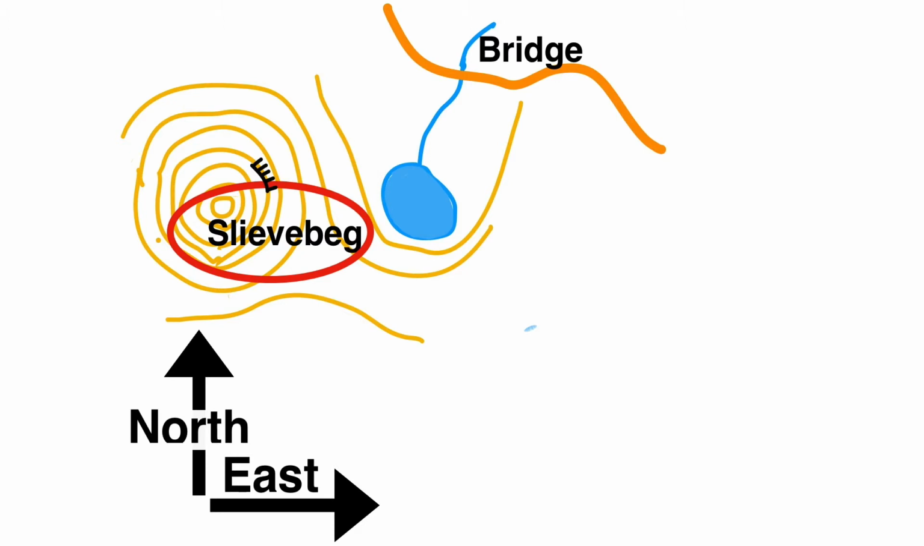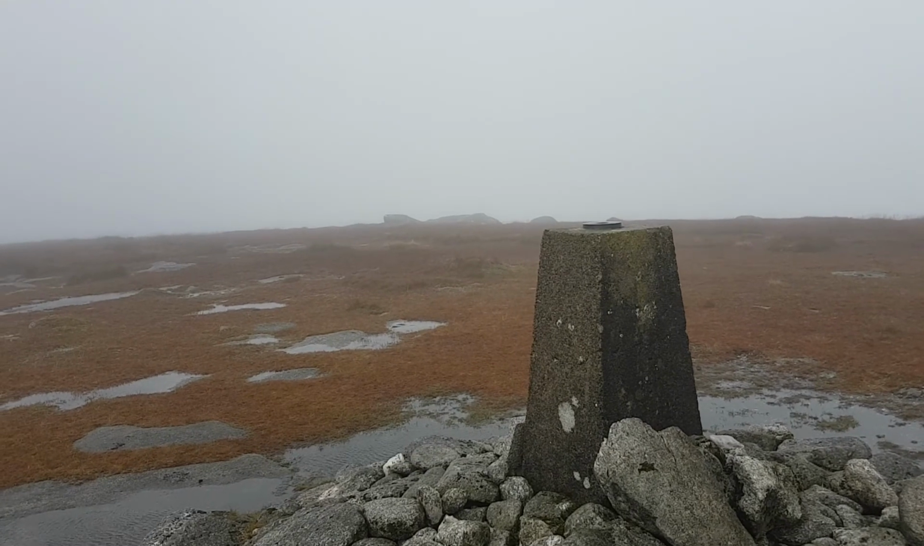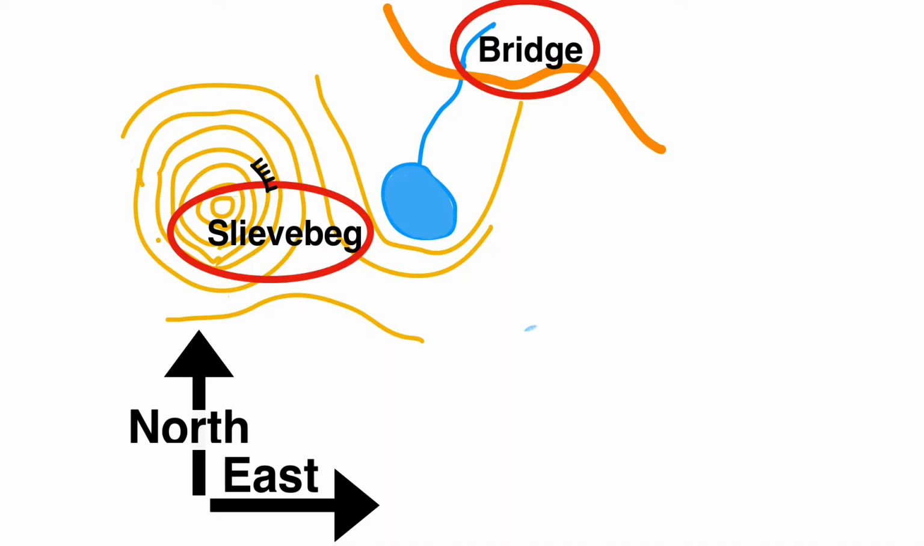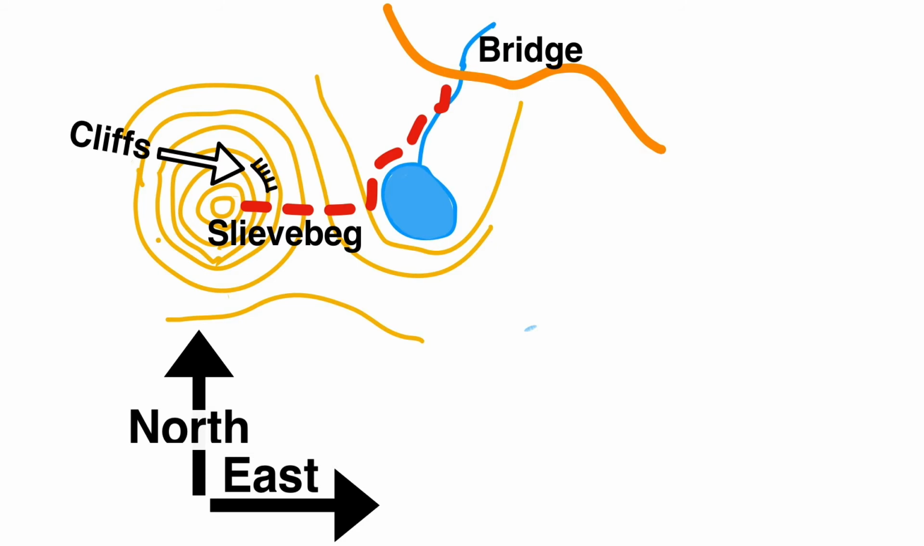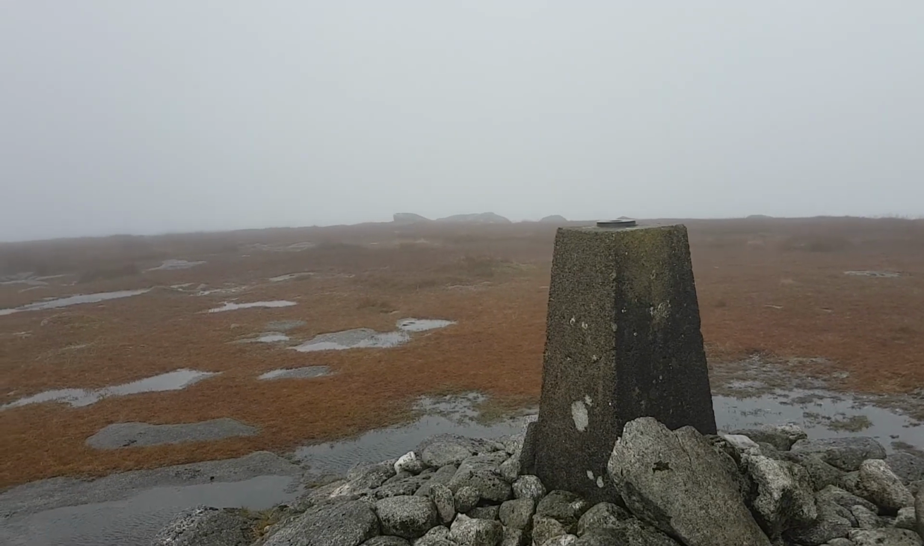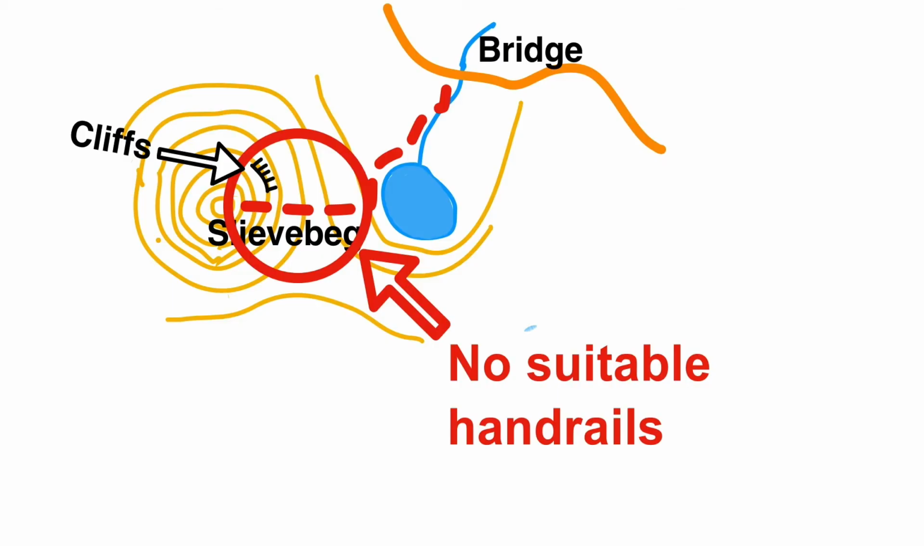Imagine you're on top of Slieve and this is all you can see. You want to get to your car, which is parked at the bridge. To avoid the cliff, you plan to go to the lake and to use the stream as a handrail from there to the bridge. But how will you find your way to the lake? You can't see it. There are no suitable handrails. This means that you can't use either of the two approaches I've just described. In situations like this, you'll have to use a compass.